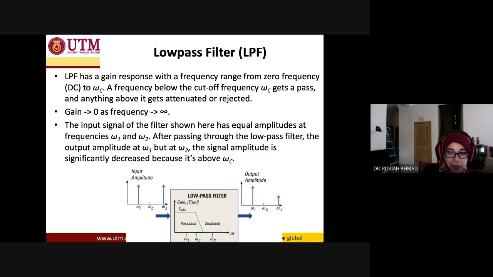Okay, and why at this one, why is it rejected? Because of the gain, this is called gain because it is output over input. Okay, the gain is reduced to 0.